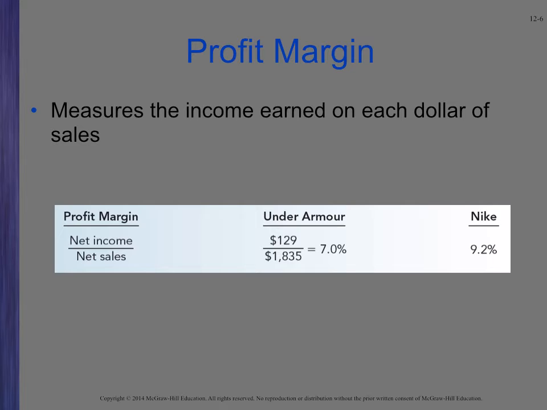So again, this slide is comparing Under Armour to Nike. Under Armour has a profit margin of 7%, meaning that for every dollar of sales, 7 cents goes toward net income. Nike has a higher profit margin of 9.2%, which means that Nike's profit margin is greater than Under Armour's profit margin. Again, in this ratio, higher value is always better. The higher the profit margin, the higher the operational efficiency and effectiveness of the company.